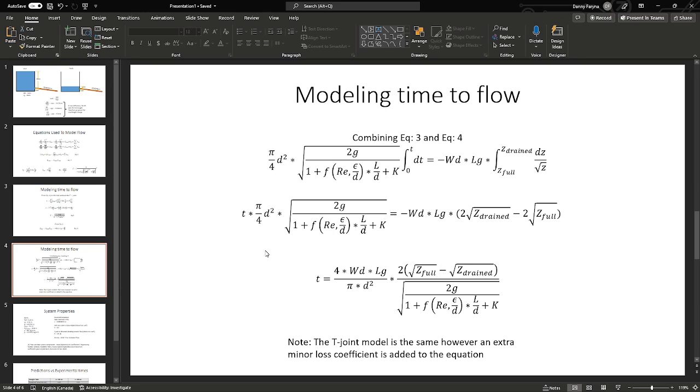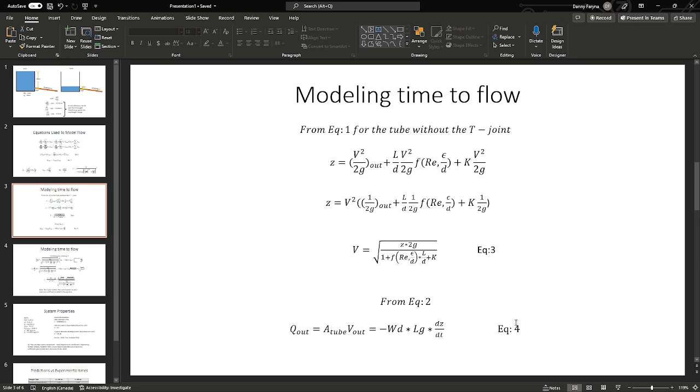We are assuming that the mass flow rate through the tube changes with respect to how much water is in the tank, because as you have more water in the tank, the pressure going through the tube would be greater. So as the water drains, our mass flow rate will become slower. In order to model this, we had to take an integral between the full height and the drained height of the tube, as well as time.